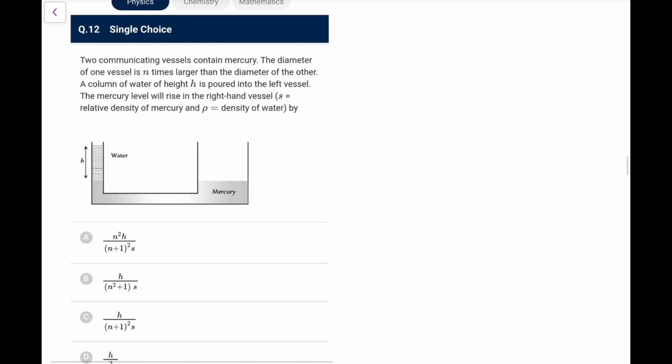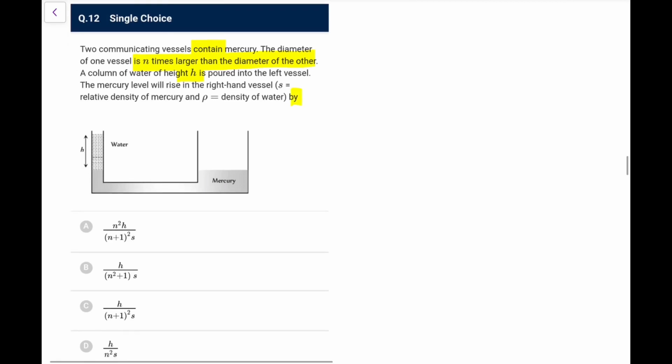Two communicating vessels contain mercury. The diameter of one is n times larger than the diameter of the other. A column of water of height H is poured into the left vessel. The mercury level will rise in the right hand vessel by how much? So how much will it rise? So initially, what can I assume?